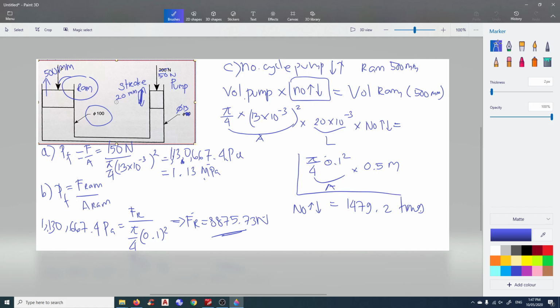Can you see what we're trying to do here? By calculating the volume of the ram, we can match the number of cycles required if the volume of the piston is only this much. Okay, so that's it for today. We will see you next week.